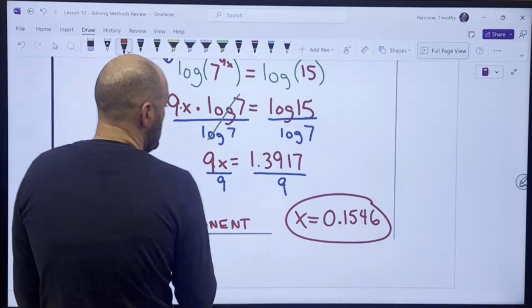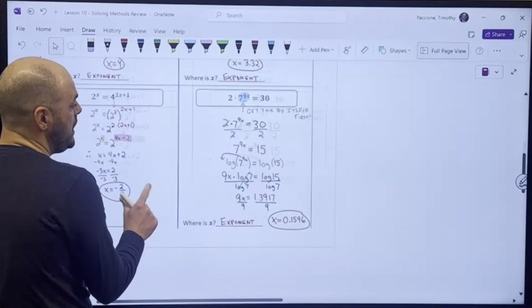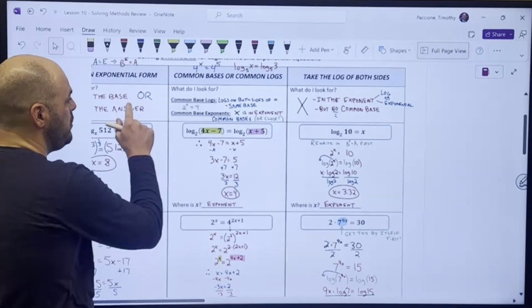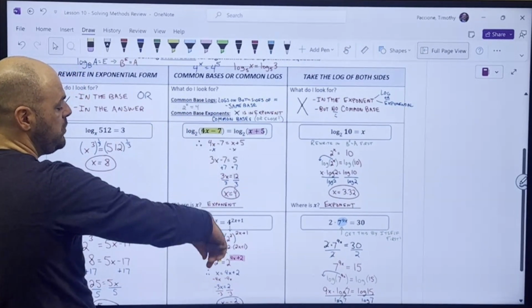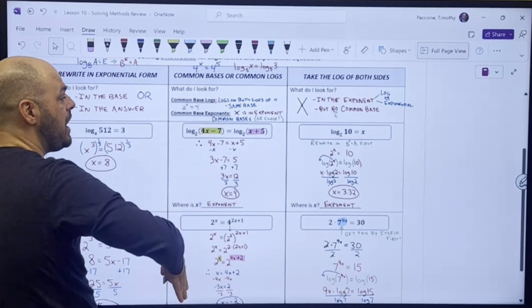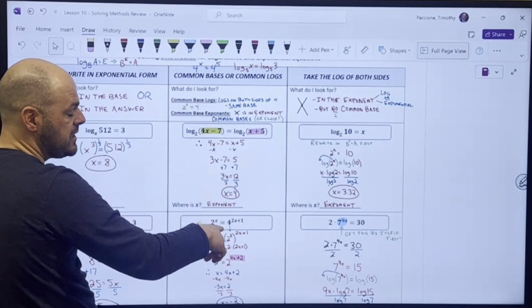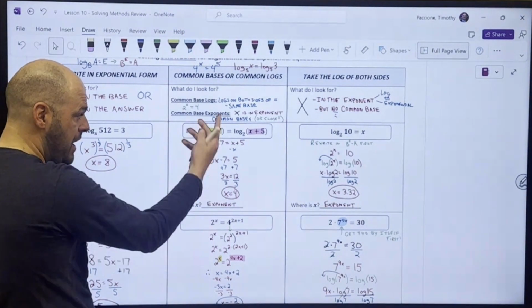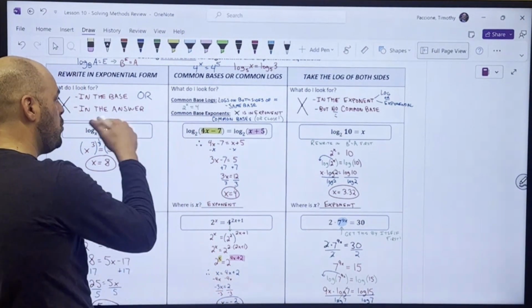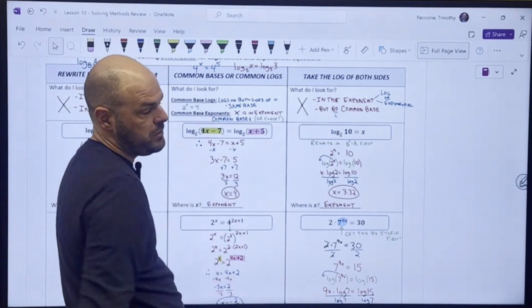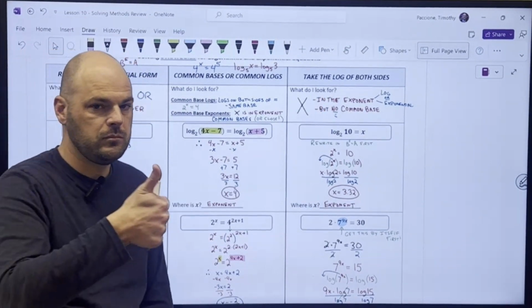Okay? So that's it, right? You want to really pay attention to where is your x, right? Especially with this one and this one. The other thing you got to look out for is, do I have a common situation? Logs on both sides with the same base. Common bases on both sides. If I don't have the common situation, it's where are the x's? Is it in the base? Is it in the answer? Is it in the exponent? Okay? Good luck out there.